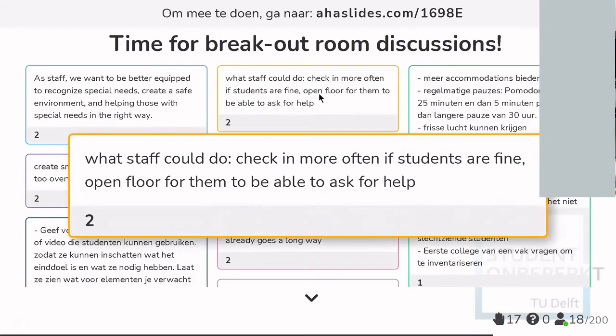Then this is also a good one. What staff could do: check in more often if students are fine, and open the floor for them to be able to ask for help.